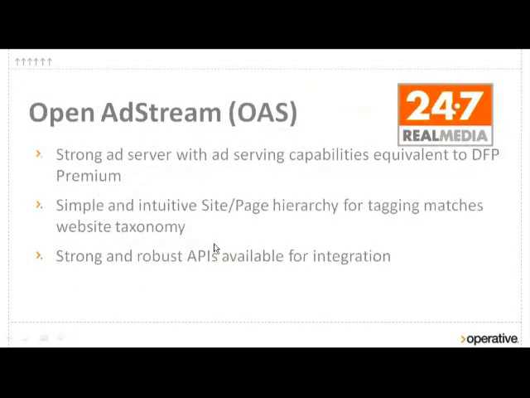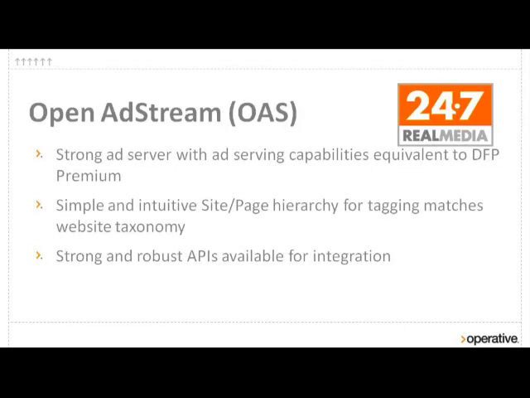Next up is OAS, OpenAppStream from 24/7 Real Media. It's another strong ad server, with ad serving capabilities equivalent to DFP Premium. We use DFP Premium as the benchmark here, not because we're saying they are the best, but they are the market leader with the biggest market share. So since they always come up in conversation, they're a good benchmark to use when making a comparison.